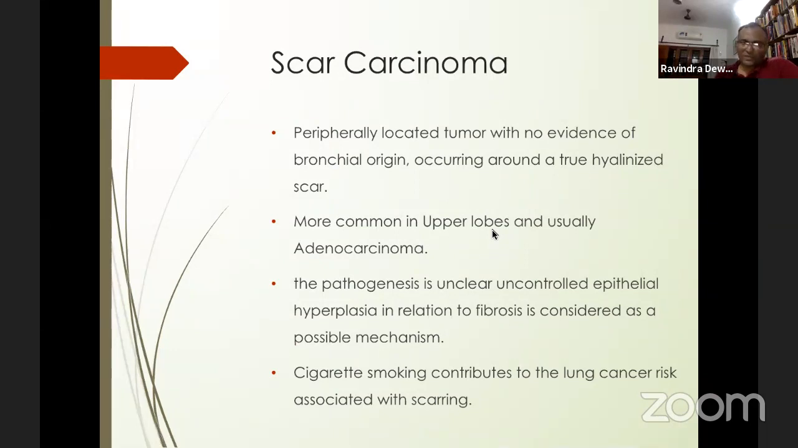Scar carcinoma is a peripherally located tumor with no evidence of bronchial origin. It occurs around a true hyalinized scar, most common in upper lobes, and usually it is adenocarcinoma. The pathogenesis is unclear. Uncontrolled epithelial hyperplasia in relation to fibrosis is considered as a possible mechanism. But cigarette smoking is also seen in many of these cases. So it is very difficult to say whether the previous tuberculosis lesion has become carcinoma or is carcinoma developed per se. It is mentioned in literature, but we have seen it very, very rarely.